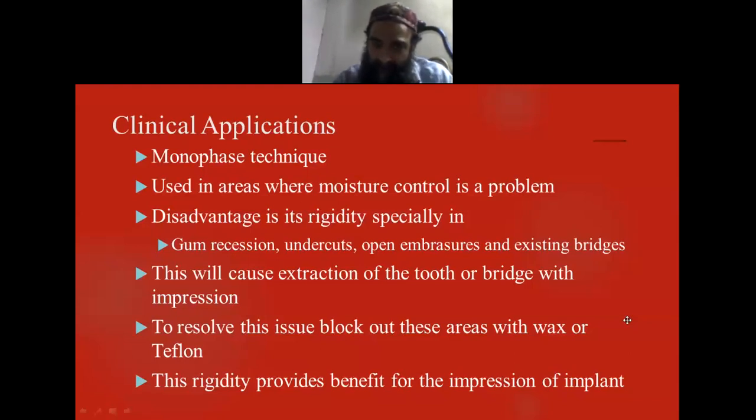Yes, here the material should be tough enough for taking the impression of minute areas and minute details.